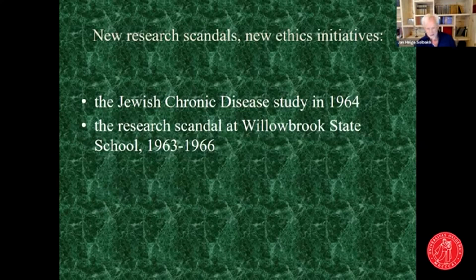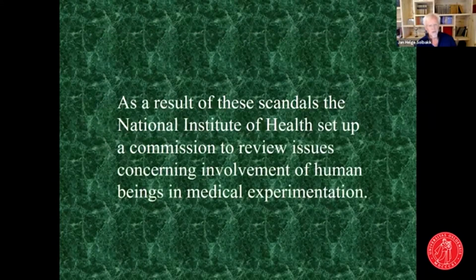But then, two of the research scandals I was talking about in the first lecture this week speeded up the work on normative guidelines. The Jewish Chronic Disease study in 1964 and the research scandal at Willowbrook State School in New York in the period of 1963 to 1966. As a result of these two scandals, the National Institutes of Health in the US set up a commission to review issues concerning involvement of human beings in medical experimentation.